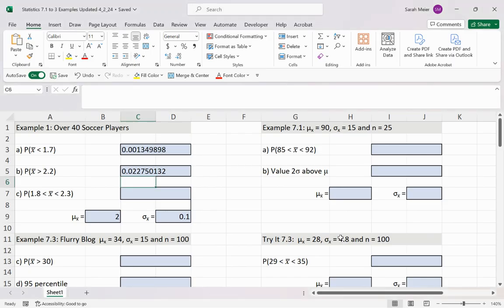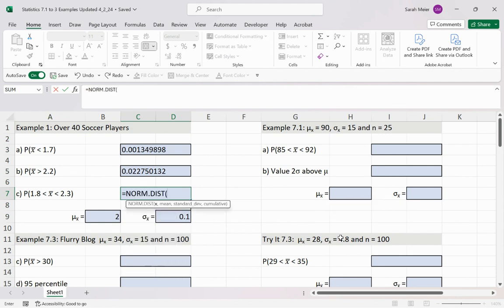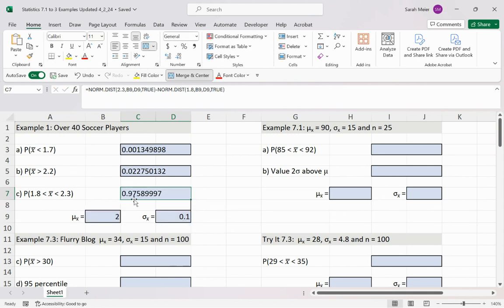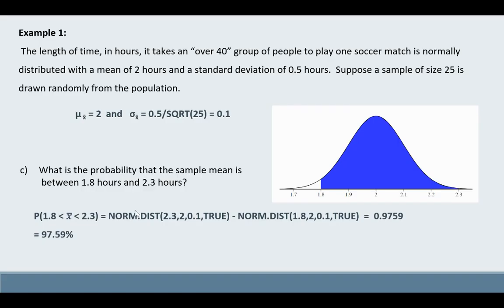So if I wanted to do it in Excel, you could do it in those two separate cells if that's easier for you, or you can do it all in one. And again, you can use cell references if you have them here. And then I can just subtract off the other one with the smaller number, 1.8. And I can use cell references or type those numbers. And I should get 0.9759 like I did.